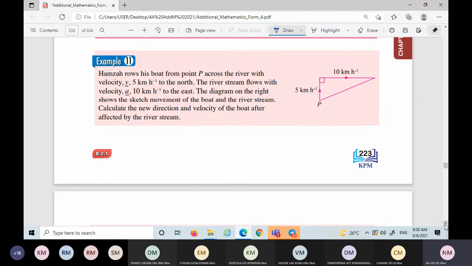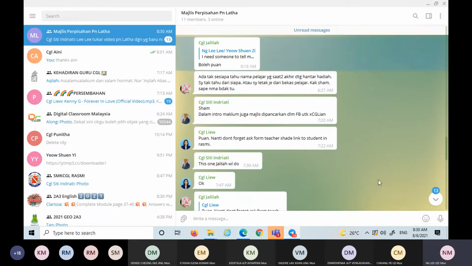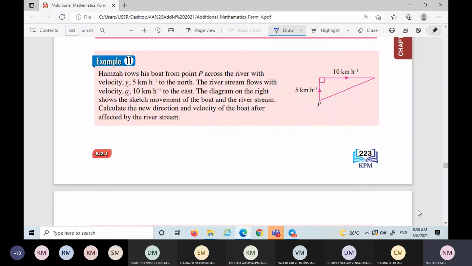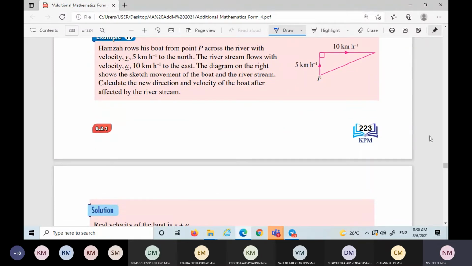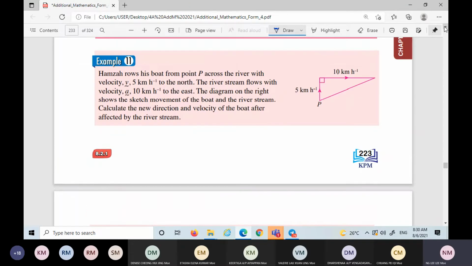Calculate the new direction and the velocity of the boats after being affected by the river stream. Let us look at this. It means they want the new direction and the velocity. They want two things, direction and velocity. So they want the vector and also the direction.